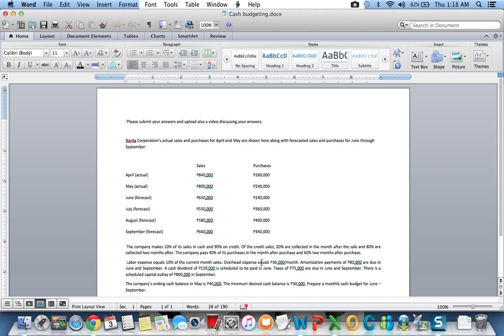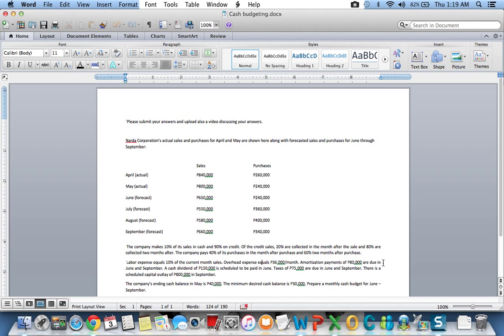The company makes 10% of its sales in cash and 90% on credit. Of the credit sales, 20% are collected in the month after the sale and 80% are collected 2 months after. The company pays 40% of its purchases in the month after purchase and 60% 2 months after purchase. Labor expense equals 10% of the current month's sales. Overhead expense equals 36,000 per month.